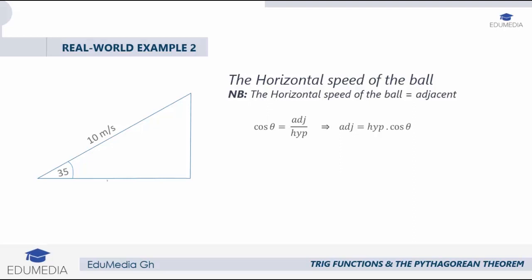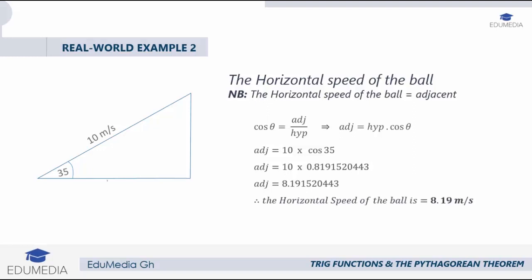We'll have hypotenuse times cos theta. So when we substitute everything here as well, you have the hypotenuse being 10 and the theta being 25. So cos 25 gave us 0.8191520443. So 10 times this whole decimal gives us 8.191520443. All right, so this is what we have, and now we got our answer to be 8.19 meters per second. Okay, so if you look at it very well, this is what we were able to get.